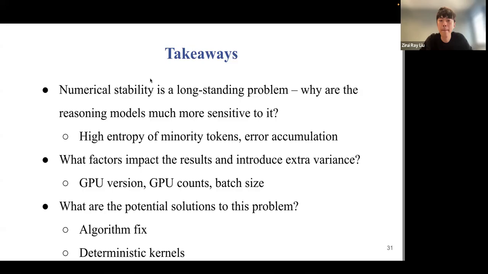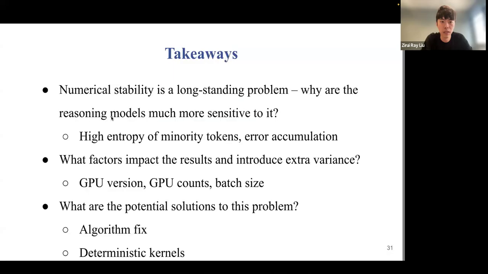Sure. So first, this slide shows that you think the fundamental potential solution is to use the deterministic kernels and the algorithm fix. So here, when you refer to the algorithm fix, you mean that we need to change the underlying processing mechanism of the inference, or something else?